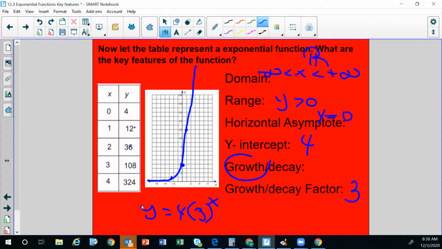So remember, the standard form is y is equal to a times b to the power of x. We know that the y-intercept is 4, so a is 4. The growth factor b is 3. So that's 3 to the power of x. That's how we got that.